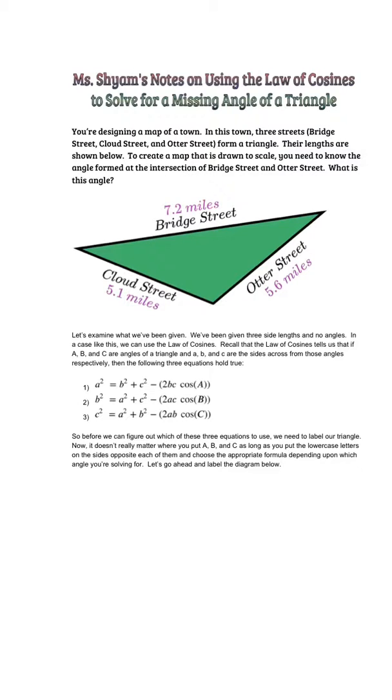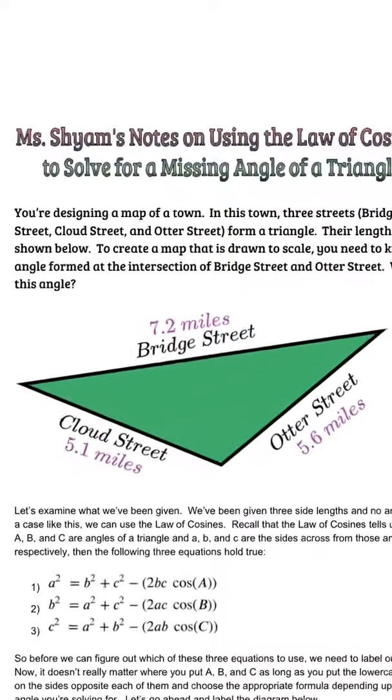Now, it doesn't really matter where we put big A, big B, and big C, as long as we put the lowercase letters on the sides opposite each of those angles and choose the appropriate formula depending upon which angle we're solving for. So let's go ahead and label the diagram.